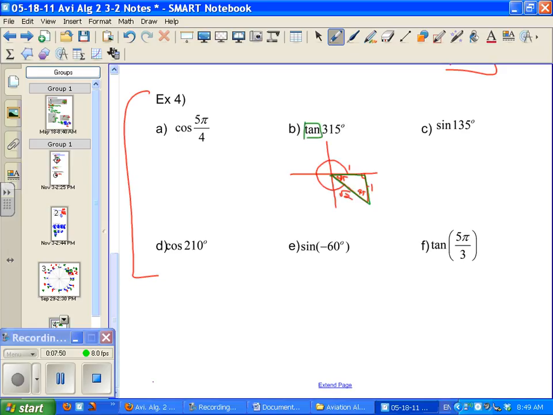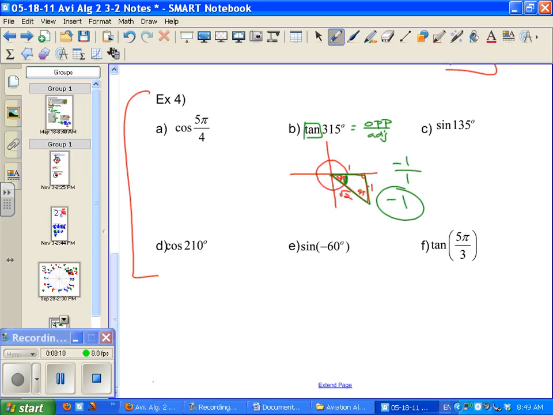The hypotenuse represents a distance. It's always positive. All right? What is tangent for us in terms of adjacent, hypotenuse, and opposite? Opposite over adjacent. So this is opposite over adjacent, and this is the angle that I'm supposed to be referring to. What's its opposite? -1. What's its adjacent? 1. So what is the tangent of 315? -1.